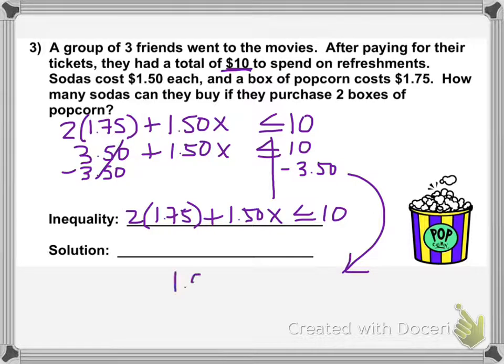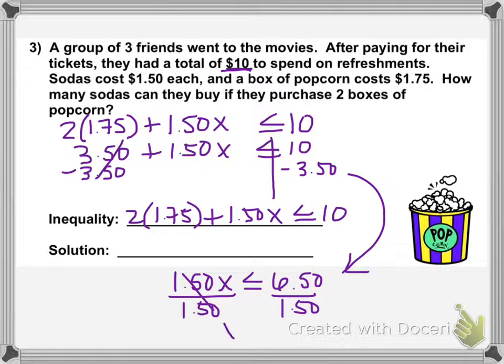So I've got $1.50 for each soda. It's got to be less than the difference after I buy that popcorn. So 10 minus $3.50, I've got $6.50 left. Now we're going to divide both sides by that $1.50 to figure out how many sodas we can get.